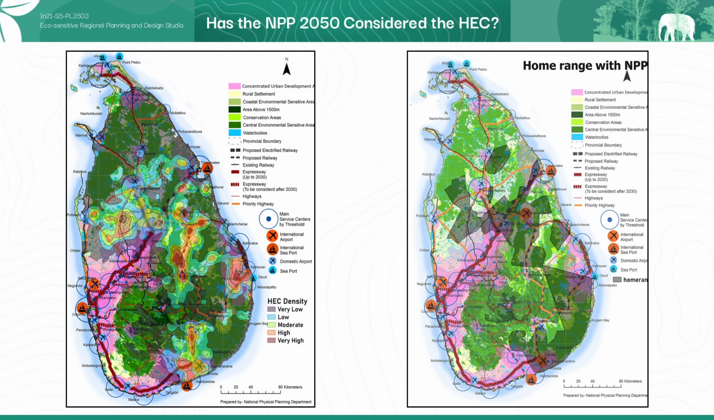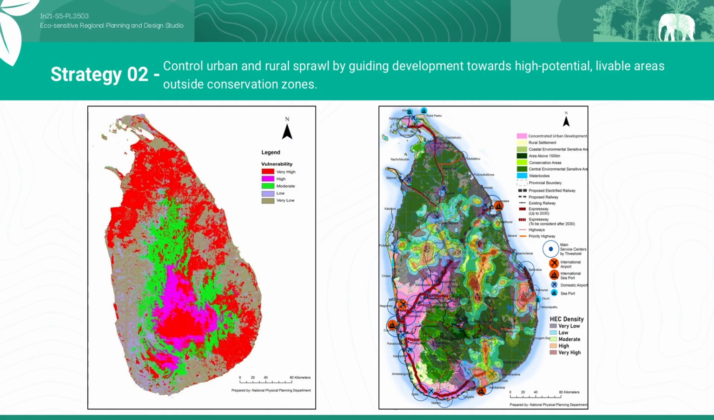We overlapped the HEC density map and the elephants' home range map with the proposed National Physical Plan of 2050. As you can all see, the pink area, which implies the urban area, is overlapping with the high HEC density. So by going ahead with this plan, in 2050, it will clearly cause conflict between humans and elephants. So how can we stop this?